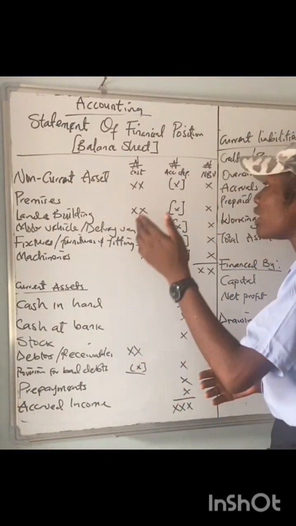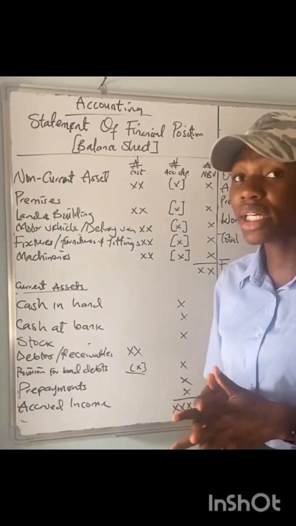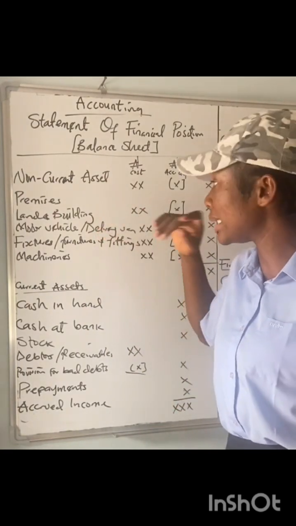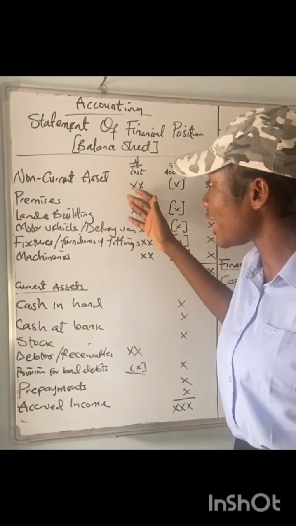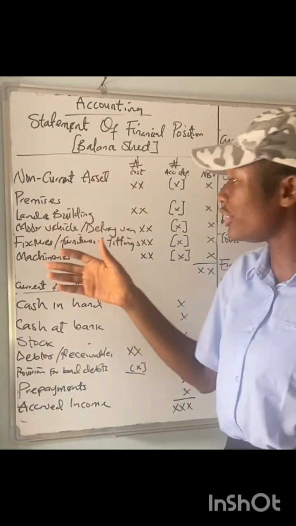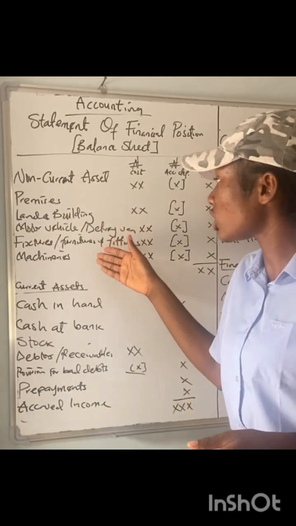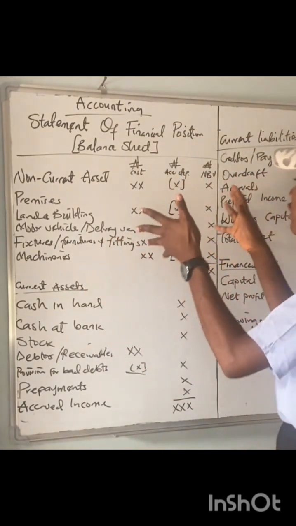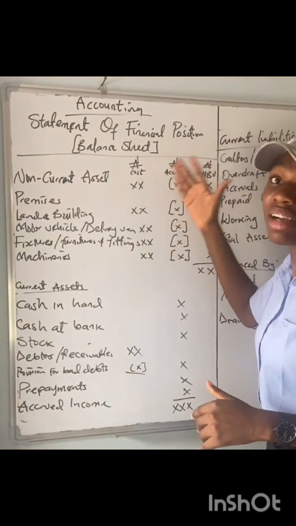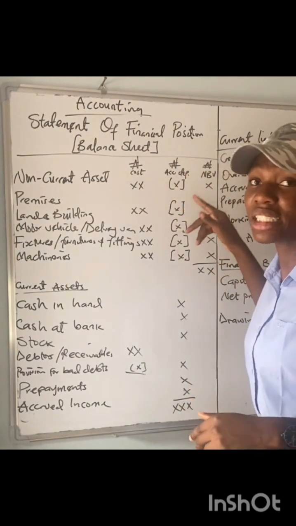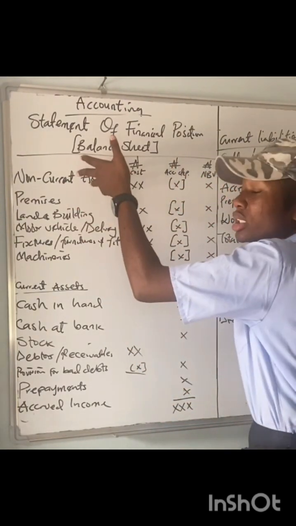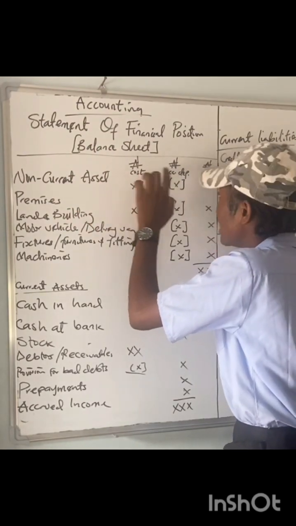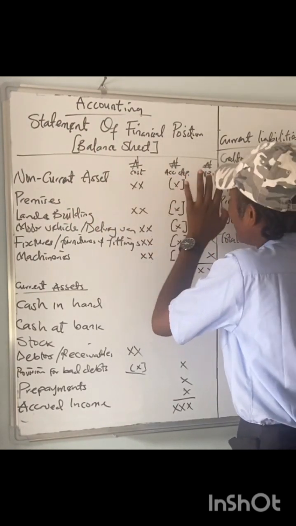We're looking at non-current assets like the business premises, the land and building of the business, which can last for more than a year. Then we see the motor vehicle, and if there's a delivery van, the furniture and fittings of the business, and the machineries of the business. If you look very well, on my naira sign, on the currency sign, when I'm preparing the non-current asset, I indicated the cost, the accumulated depreciation, and the net book value.